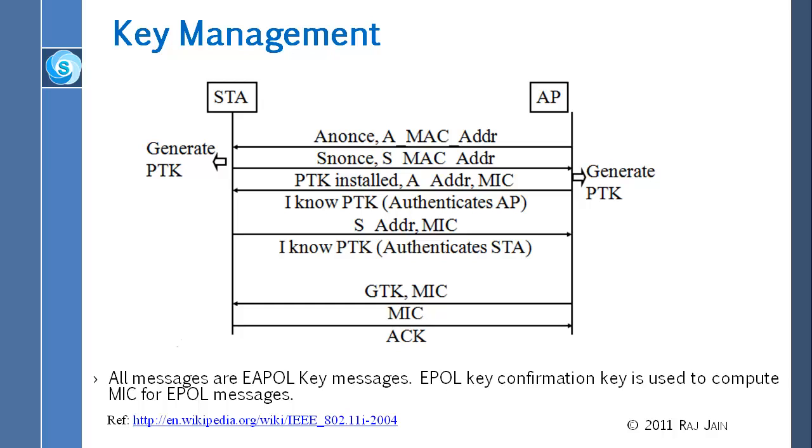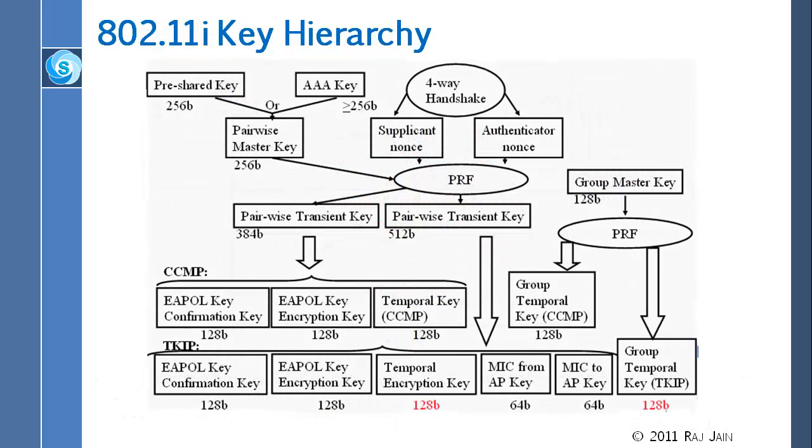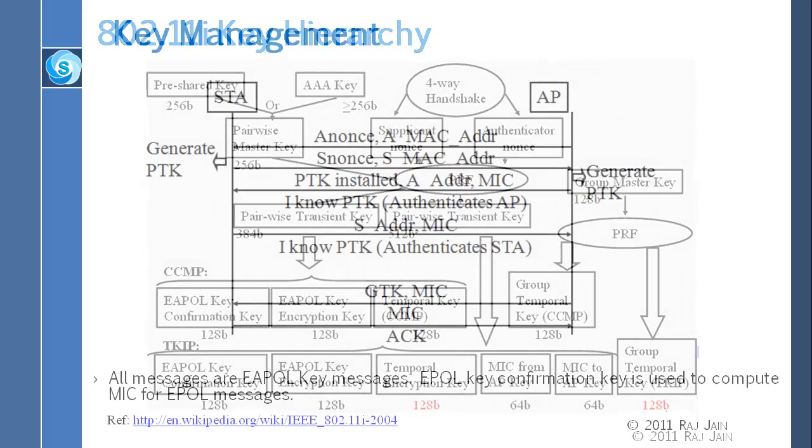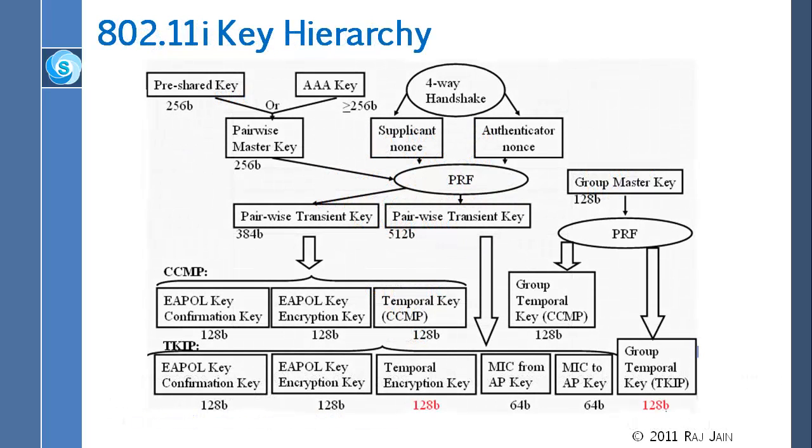use that to exchange the GTK. Now GTK is the group temporal key, GTK. So this can send it, and this can say fine, I got it. All messages are EAPOL key messages, and the EAPOL key confirmation key is used to compute the MIC for the EAPOL messages. So that explains what this first key, the confirmation key, is. So this is the integrity check key, and this is the encryption key. Now the only thing which is bothering me in this diagram is why are they using the same key for encryption and integrity, and I will have to check that too.